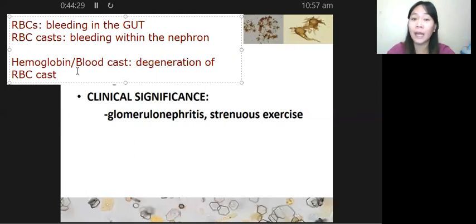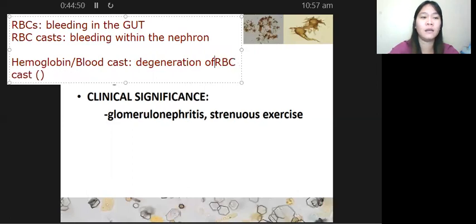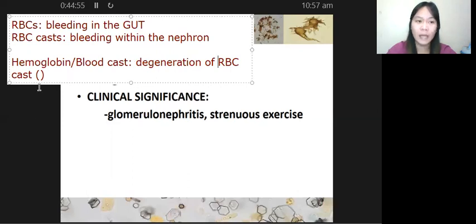Okay, nakuha. So nire-report pa rin po yan as Rbc Cast because it is merely a degenerated Rbc Cast. Okay, so what does it tell us? Kung kunwari man na what you have observed is degeneration of Rbc Cast, what can we conclude if, for example, ang nakita mo ay blood cast or hemoglobin cast instead of your Rbc cast?